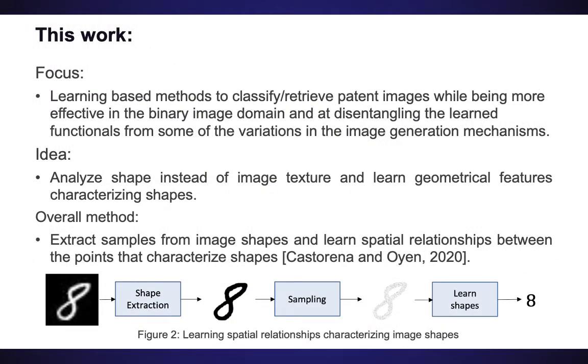Given this, the focus of this work is on learning-based methods to classify and retrieve patent documents based on images. These aim towards efficiently disentangling performance from the potential variations in the image generation mechanisms. The idea is simple: it's just to analyze shapes instead of the image texture and learn geometrical features characterizing those shapes. I just wanted to note that this is an extension of a previous work, where the method consists of sampling image shapes and then learning the spatial relationships between sample points.